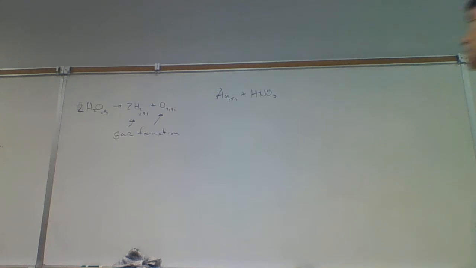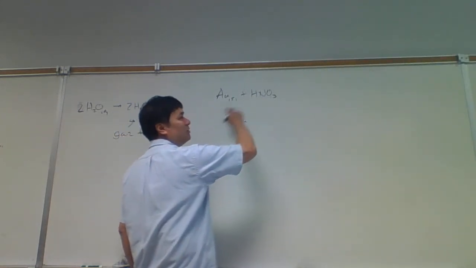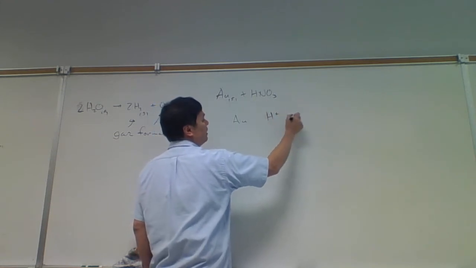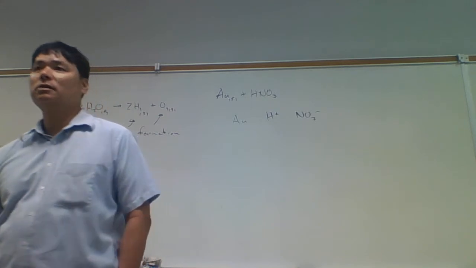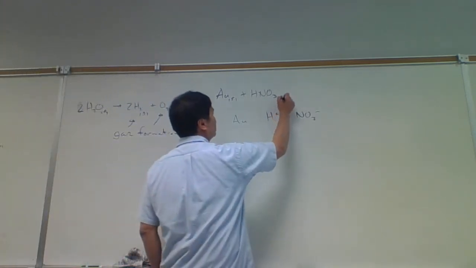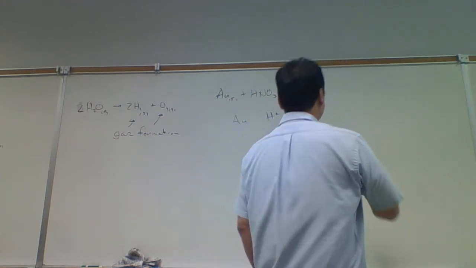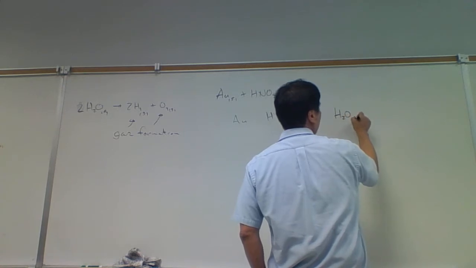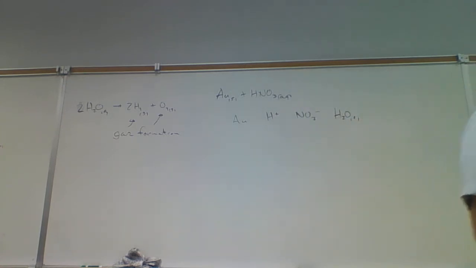So we inventory the species in solution. Well, gold is just gold. So the inventory would look like this: Au, and then we have H+ and nitrate, and then there's something else present. What else is present? This is HNO3. Water is present. Sometimes water can be a reactant as well as a solvent, so we have to be careful, and we always have to include it if it's present.